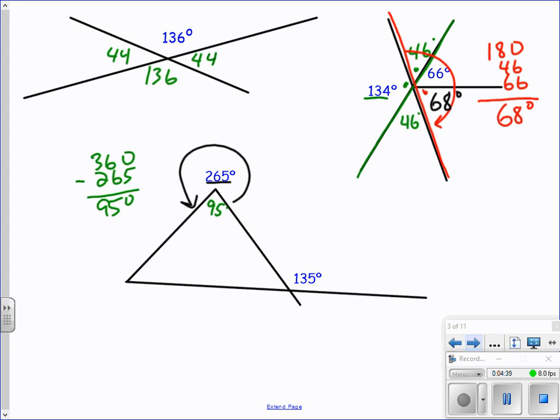Well, it looks just about like a right angle. It's darn close to a right angle. Thank you for that, Charles.